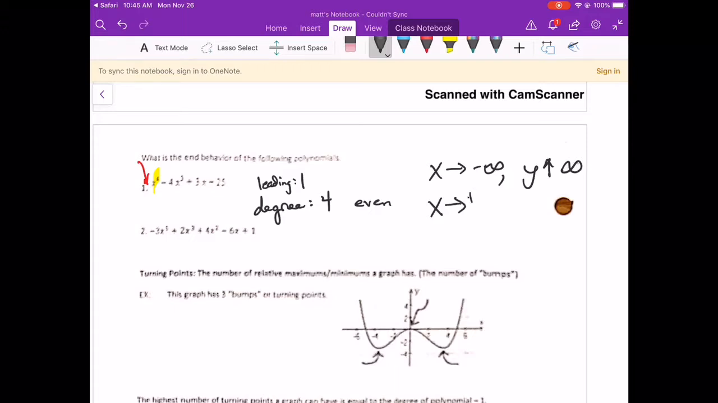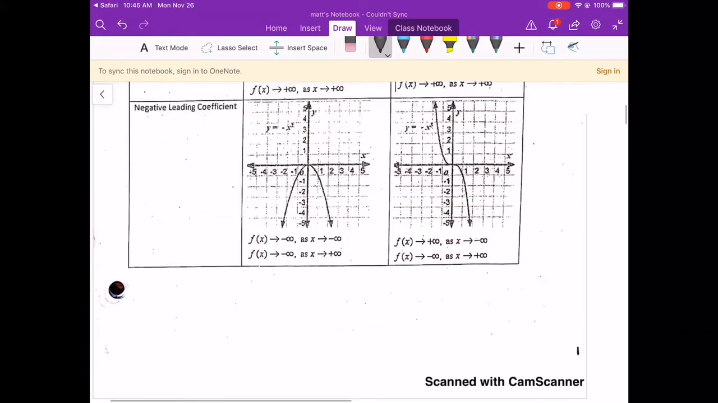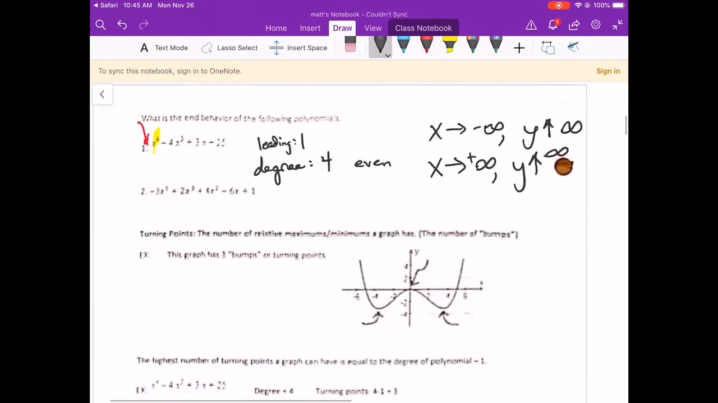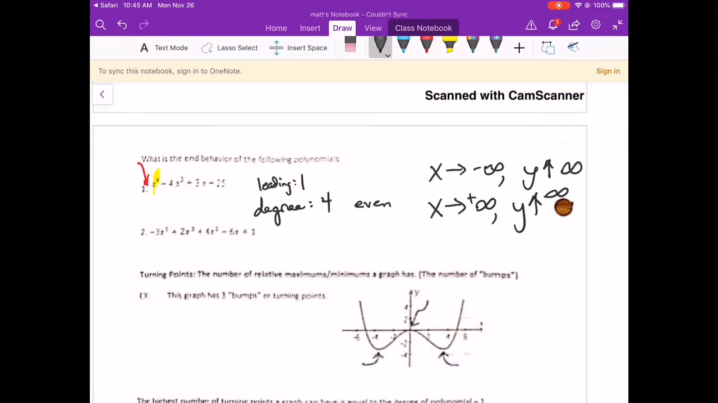As x goes to positive infinity, that's the right side, the y's are also heading up to positive infinity, because remember, it's some version of this right here, this even degree, positive leading coefficient where both arms are heading in the same direction. Again, when we talk about end behavior, we're talking about where the graph is trending toward, way out to the left and way out to the right.